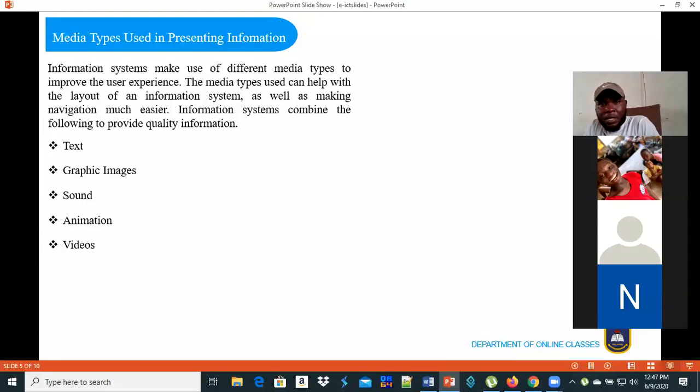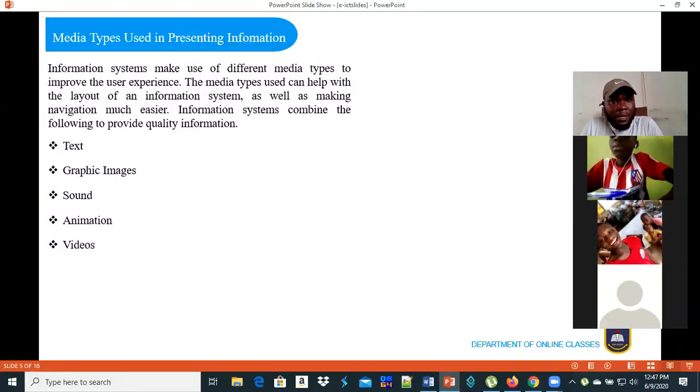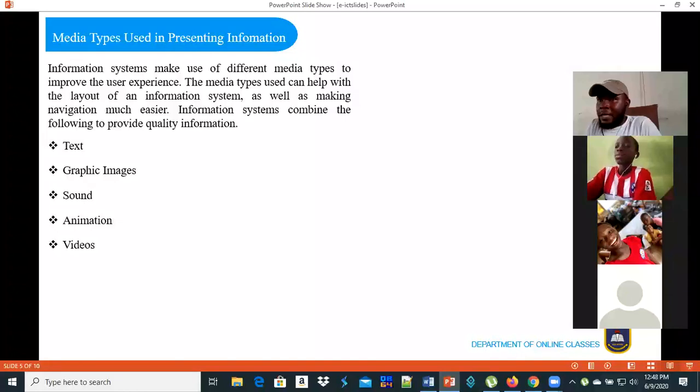Yes, sir. Okay, so let's look at the media types used in presenting information. We'll quickly look at this and look at one last one and then close for today, and then maybe in the course of the week we'll come back to finish it. So, media types used in presenting information. Information is presented after going through collecting, processing, storing, retrieving, and then finally in providing information, you have to provide it in a certain way.